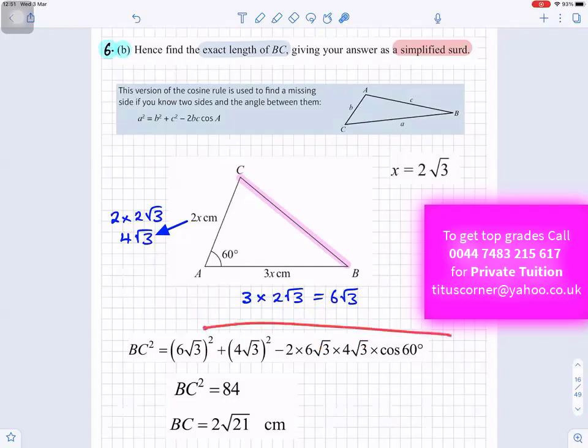Put all of that in your calculator. Be courageous and put all of it in at once. It will work. Make sure you put the brackets, put it all in at once in your calculator. Take your time, and you will get 84. And then after you find the square root of it, it will give you 2 root 21. Or you can even find the square root at the same time. It does work when you do it all at once. So we get BC to be 2 square root of 21 centimeters.